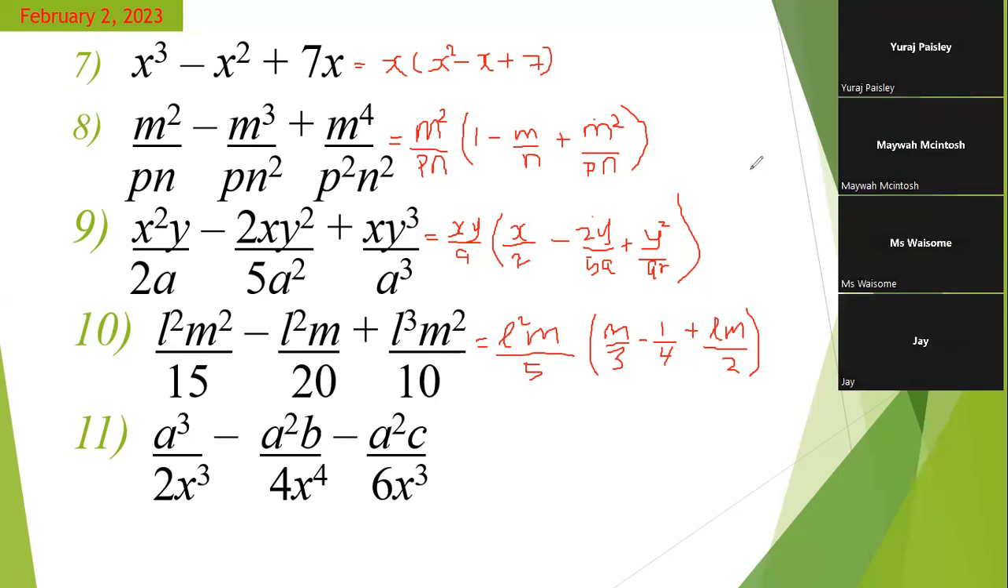Miss McIntosh, you have been evading us. Can you do question 11 for us? Sir, I'm working on it, but I will do it. All right, so what is the HCF for the numerator?